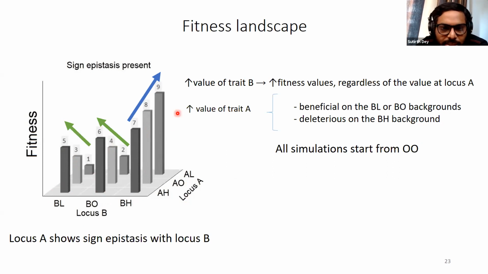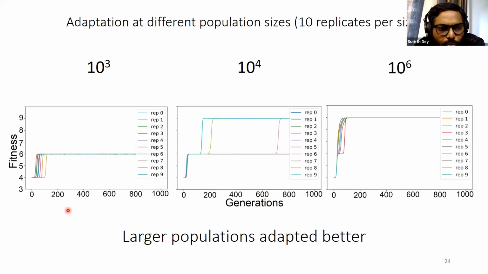So all the simulations started from this one over here, the OO, the intermediate stage in terms of both characteristics. And what we did was we simulated them for 1,000 generations. And after 1,000 generations, we figured out the genotypic composition of the population. And for each one of these, we had 10 replicates. So what we are showing you over here is time on the x-axis and the fitness on the y-axis, which is the time trajectory of fitness in the population.